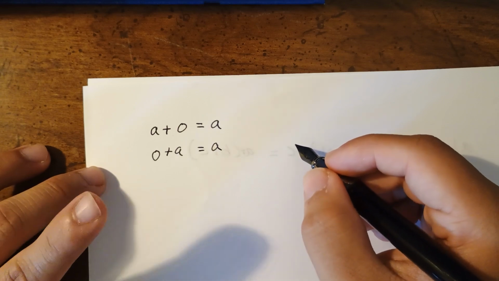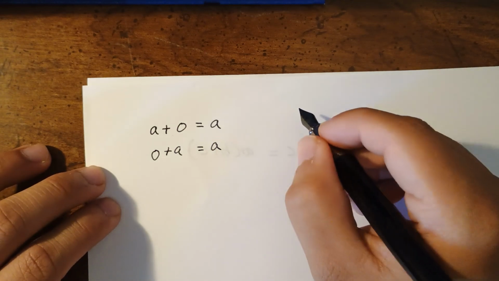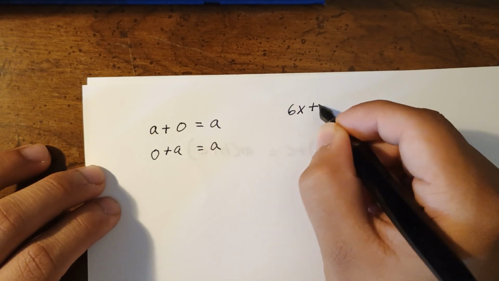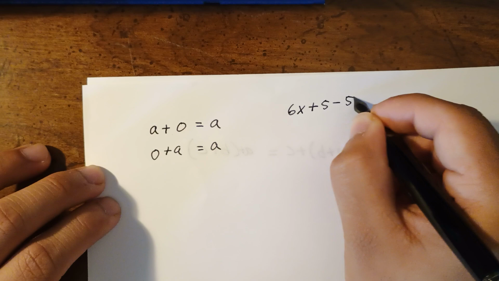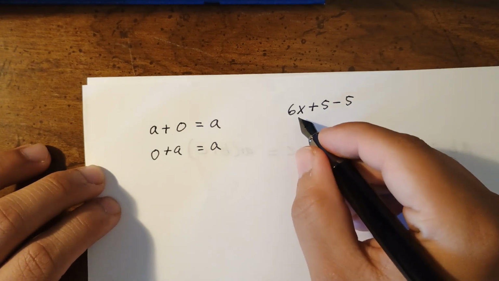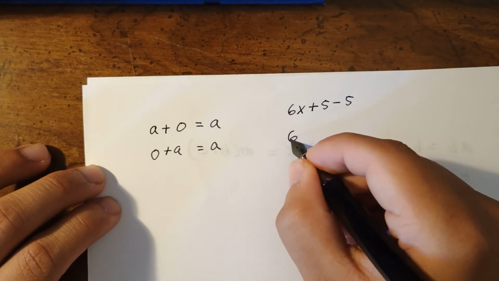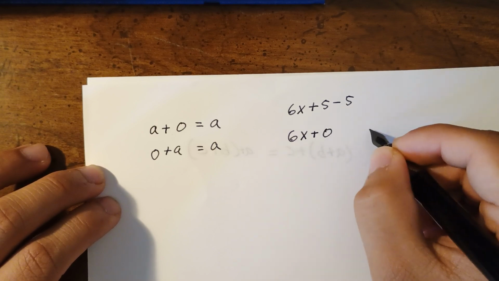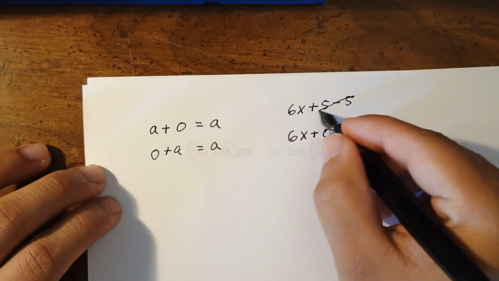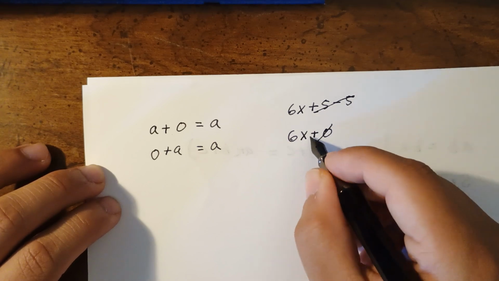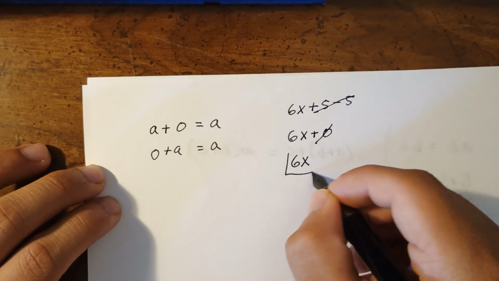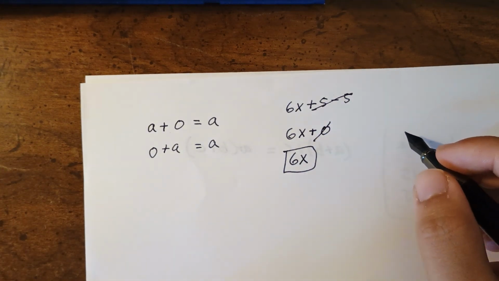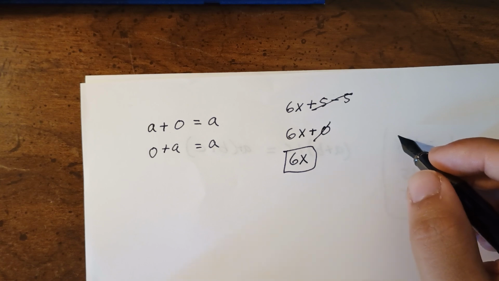So, for example, if you had 6x plus 5 minus 5, you don't have to do the whole step of 6x plus 0. You don't even have to do this. You can just kind of cross these out. You don't have to write that in your answer. You could just leave it as this. And yeah, that's the identity property of addition.